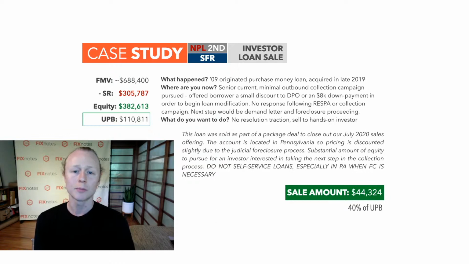We did offer the borrower a discounted payoff through a letter. They did not respond. Frankly, they may have not even received it. But it was kind of a high offer. We were asking for a discounted payoff of about $100,000 because there's so much equity. There's no way we would be able to offer much more of a discount than that. And then there's an $8,000 down payment plus payment plan option.